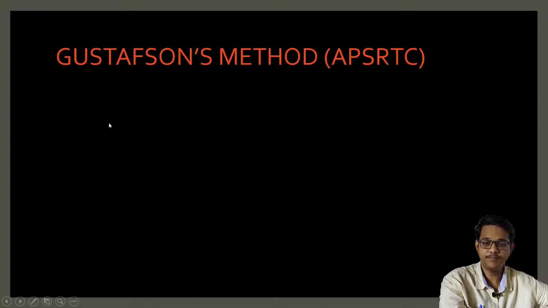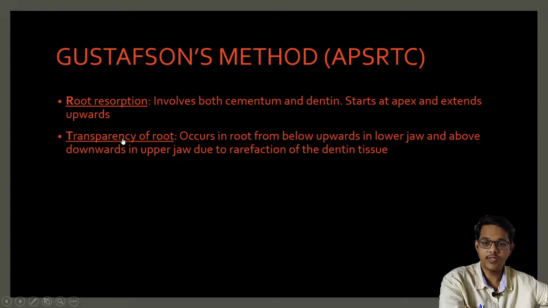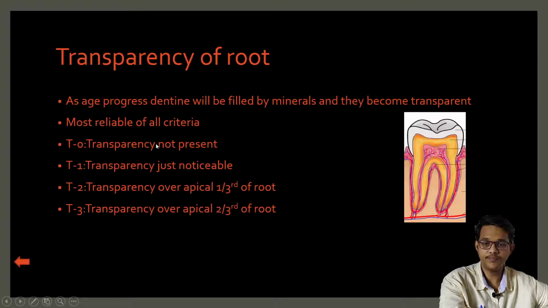Next is transparency of root. It occurs in the root from below upwards in the lower jaw and from above downwards in the upper jaw. So the root gets transparent in the scene. In the upper jaw it starts from above downwards, and in the lower jaw it starts from below upwards. That is due to diffraction of the dental tissue.